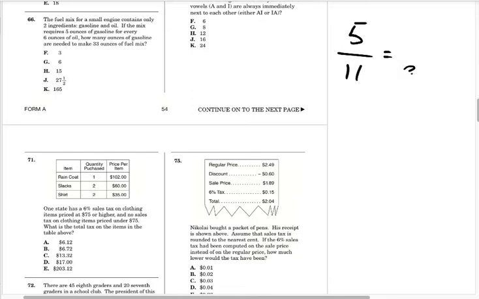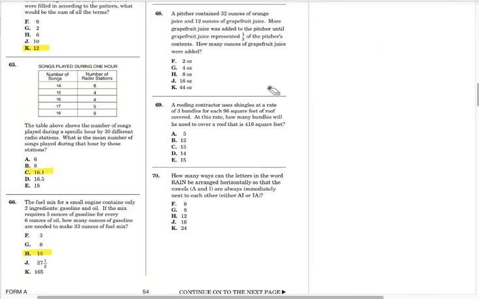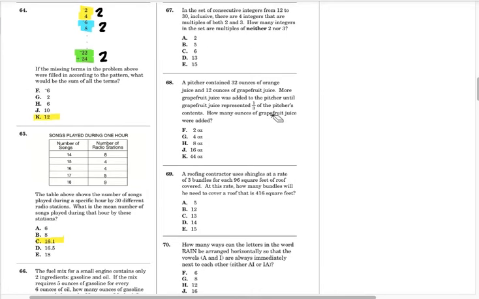And we want to know a total of 33. We could do a proportion here, but it's easier just to see that 11 times 3 is 33. So 5 times 3 is going to give us an answer of 15. We'll do a proportion later on in this section, I believe. So if you don't know how to do a proportion, hold tight and I will show you. All right, 67.